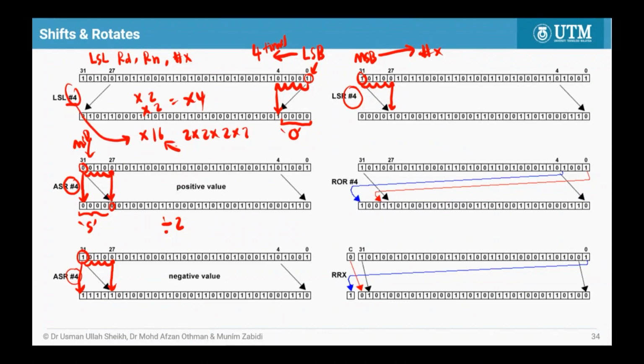So every time you do data shifting to the right, it means you divide by 2. If to the left, it means you multiply by 2. Okay, next.